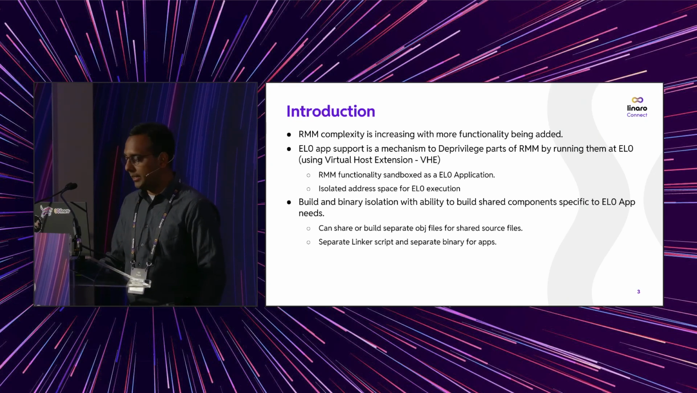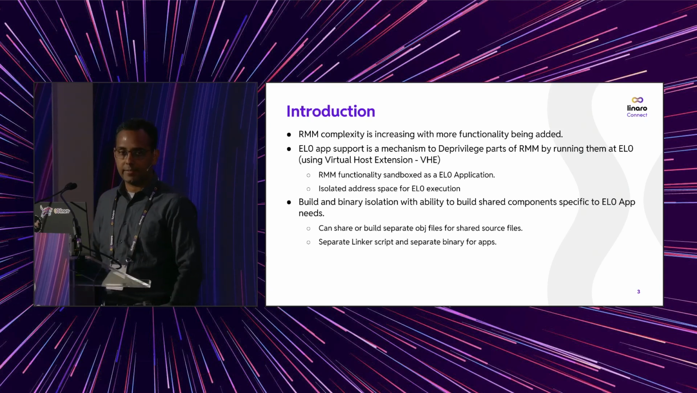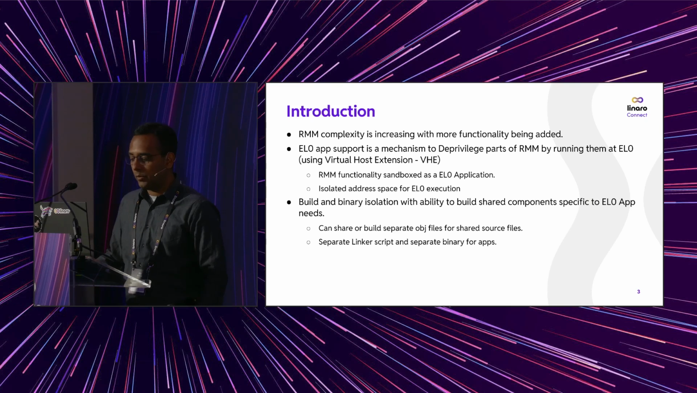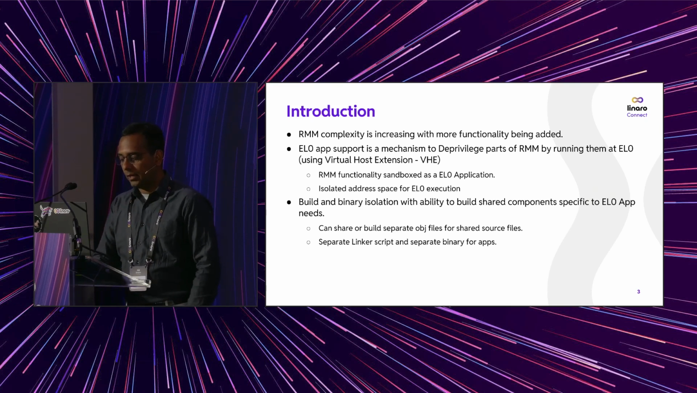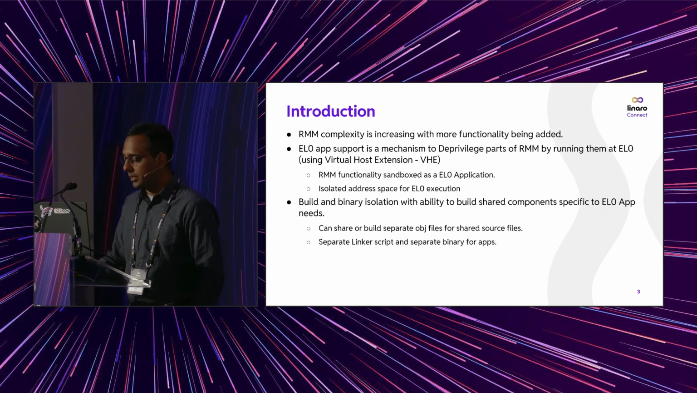Traditionally, RMM has been a monolithic trusted component operating at EL2. Now, with this work, what we are trying to do is deprivilege parts of RMM to run at EL0 using the ARM virtual host extension. So VHE is an ARM architectural feature designed to make type 2 hypervisors run at the same privilege level as guests. So you have EL2 being able to run applications at EL0.